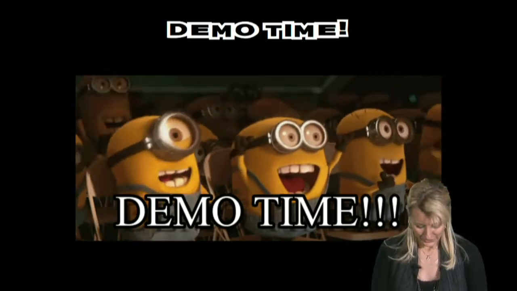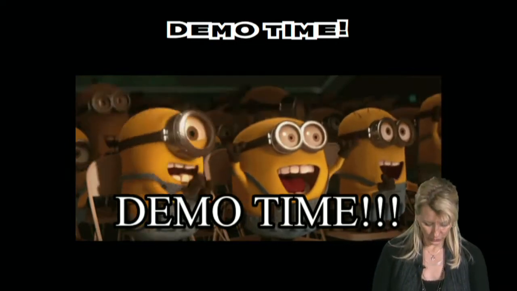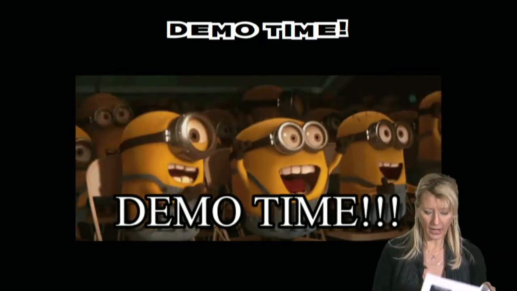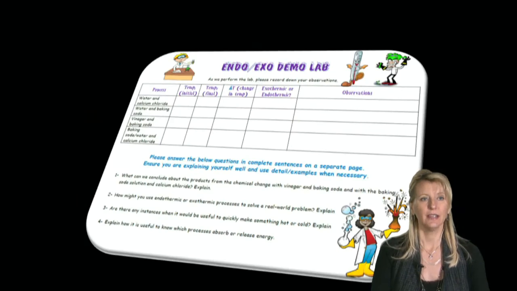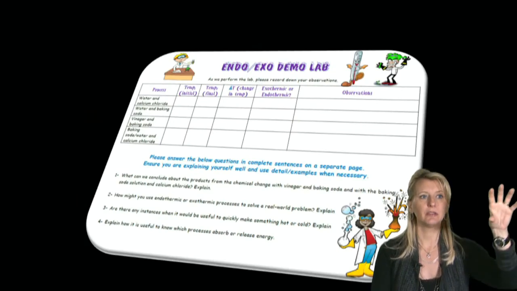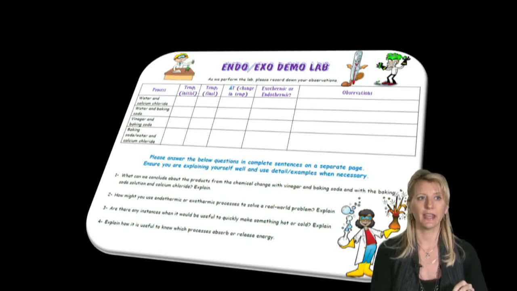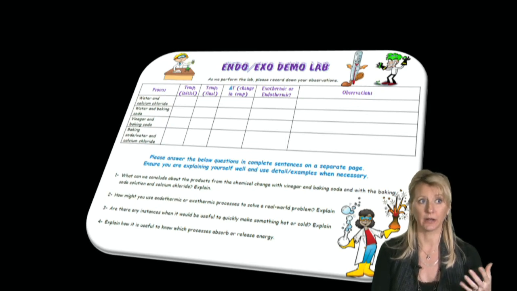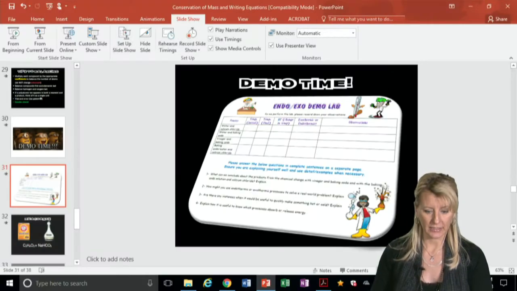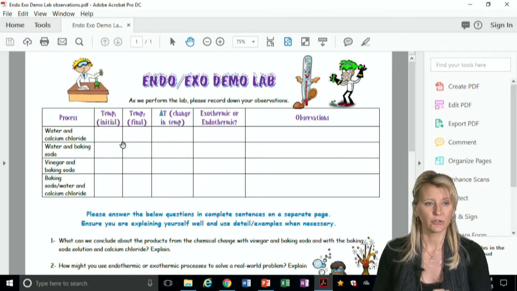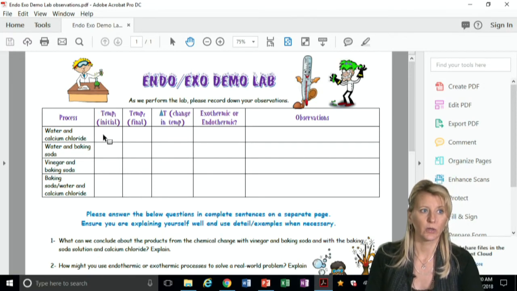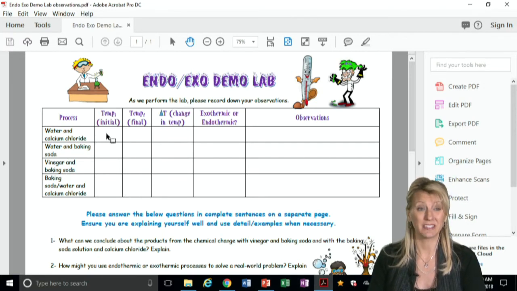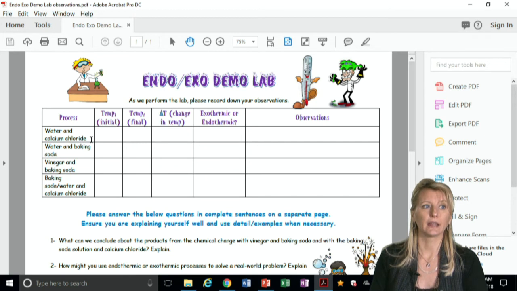Yay! Okay. On your worksheet, I've given you this worksheet. You are going to be filling in the grid, the table, as we are working along. So I'm going to bring it up here for you. We're going to have some temperatures that you're going to be testing, and some observations you're going to be recording as it happens. So we're going to do some water and calcium chloride.